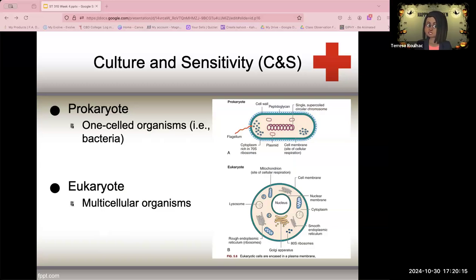We get into prokaryotes and eukaryotes. Prokaryotes are just that, one-celled organisms, primarily represented by bacteria. They lack, if you notice, a nucleus. There's no nucleus there, and no other membrane-bound organelles. Their genetic material is contained in a singular circular chromosome located in the cytoplasm. Okay.